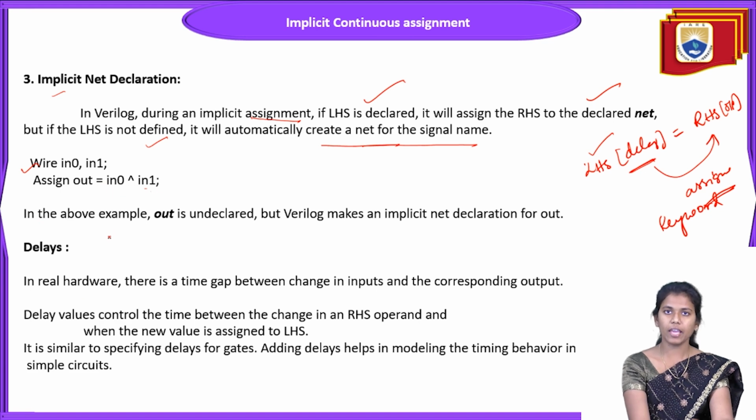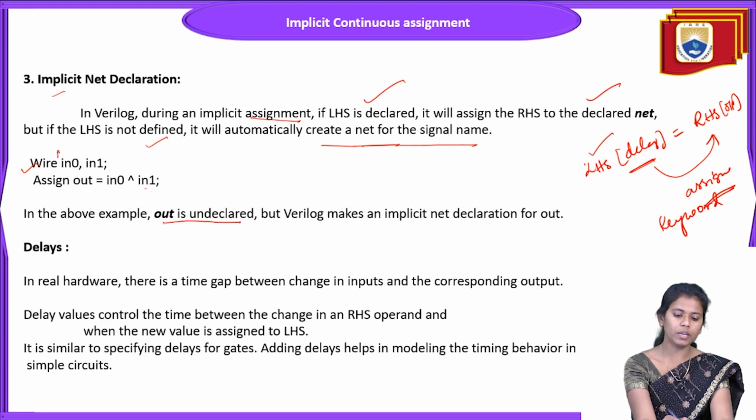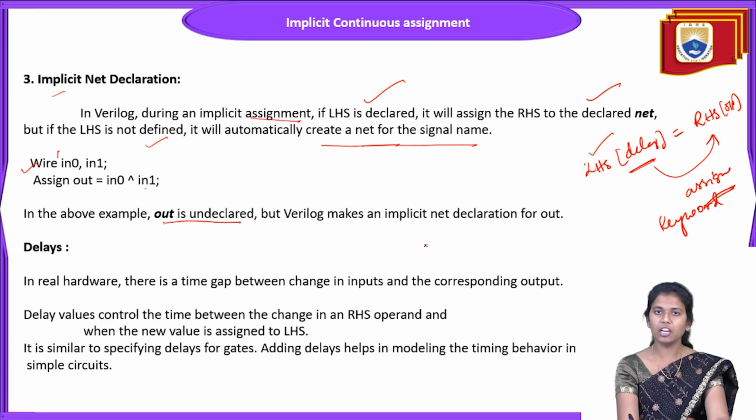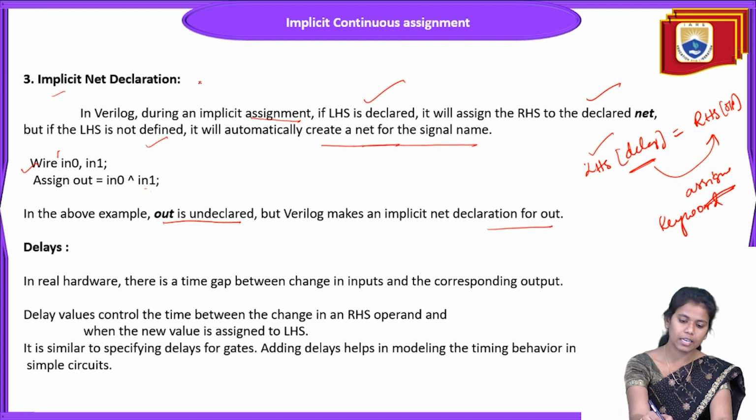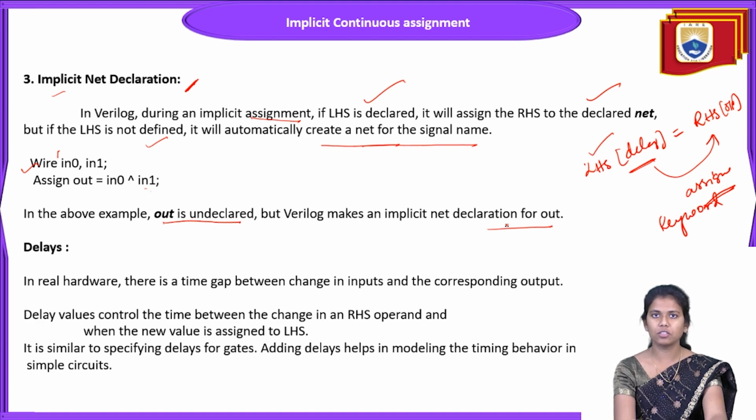That means what here? The above example says that out is undeclared. Nowhere do we see out declared here, but Verilog makes an implicit net declaration for out. Actually, we have to declare out, but in this implicit net declaration, in this particular continuous assignment, even though we don't declare out, Verilog itself declares it. This is one of the advantages, or one of the key points to remember.